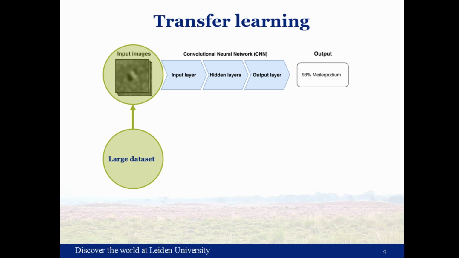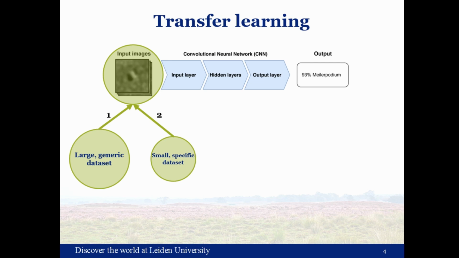So instead of using just a large dataset to train, archaeologists have relied on transfer learning or domain adaptation. With transfer learning, we pre-train a neural network on a large generic dataset and then fine-tune or optimize our convolutional neural network on a smaller, more specific dataset. And this has been successful in several cases, as we have already seen today.